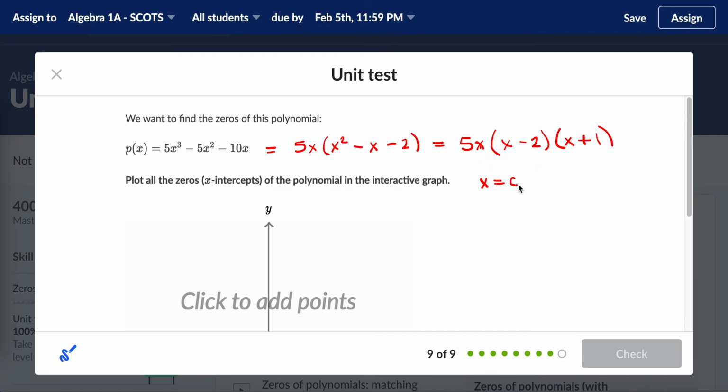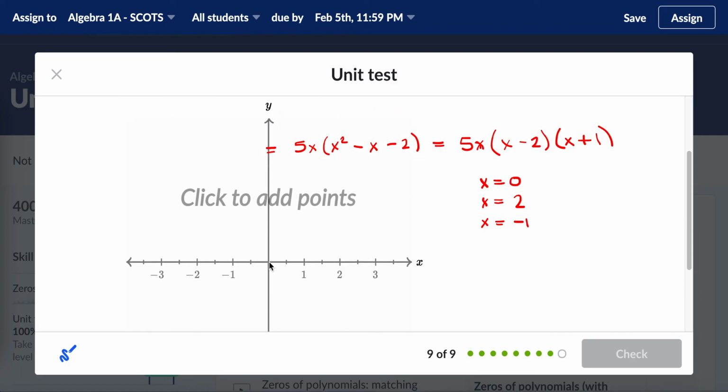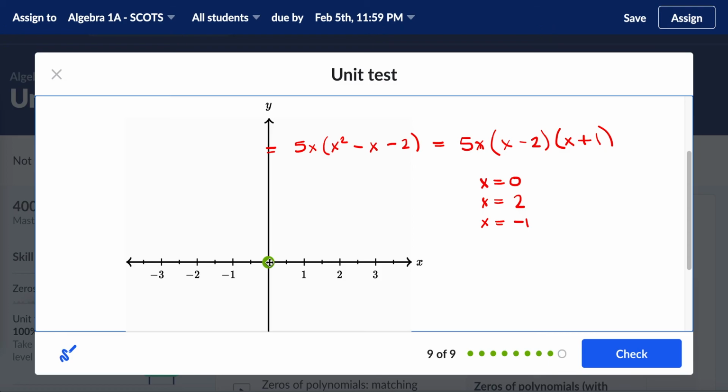From there we can determine that x is equal to 0. That's one of the zeros, because if this x here is 0, then it's all 0. X is going to be equal to positive 2, because if this x is positive 2, everything else is 0. And x is going to be equal to negative 1, again, because if this x is negative 1, everything else is 0. So using that, we can plot our points, and we can be done with this. So we've got a 0 right here on 0, on negative 1, and on 2.